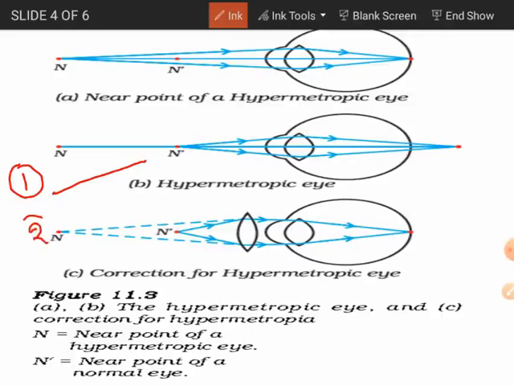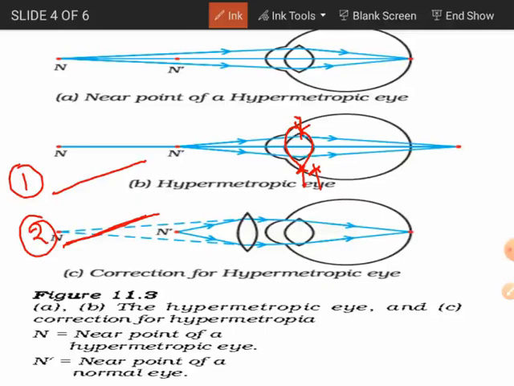The second cause: if the lens contracts, it would have a shorter focal length, being thicker. So the second point is less contracting power of the ciliary muscles. It may be due to old age, or due to some disease, or due to a defect after an accident or a blow onto the eye. So the second one is due to the less contracting power of the ciliary muscles.